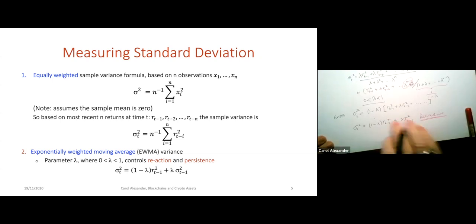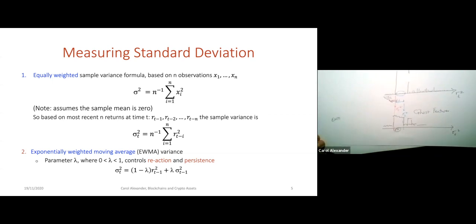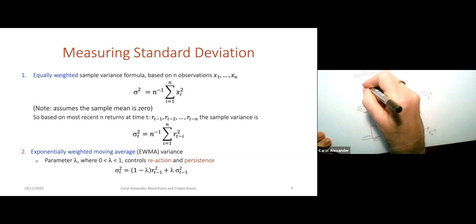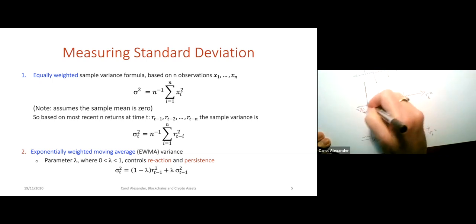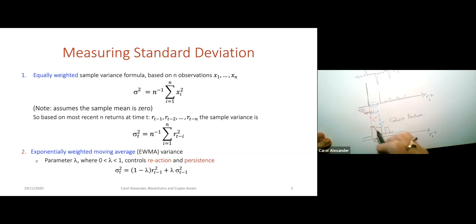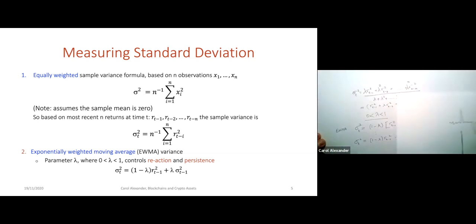And the difference between this and the equally weighted model is that you don't have an equal weight on this return throughout the entire sample. The weight goes down as you move through the sample. And so instead of having this sort of thing, you have that sort of thing. It sort of gradually diminishes. And that's much more how volatility should behave. And so that's why we like this other exponentially weighted moving average.